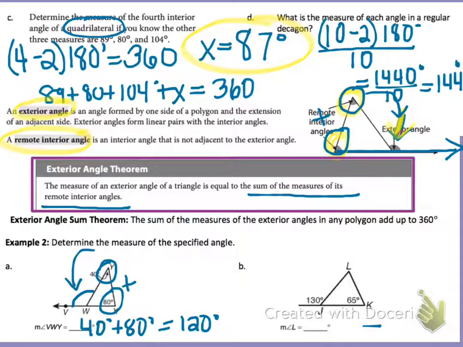Now that makes sense because, if that was 120 degrees, then the angle next to it would have to be 60 degrees, because they have to make 180 degrees as a linear pair. And then that would work with the other two angles to make 180 degrees in the triangle. So it makes sense that the exterior angle would be 120 degrees here.